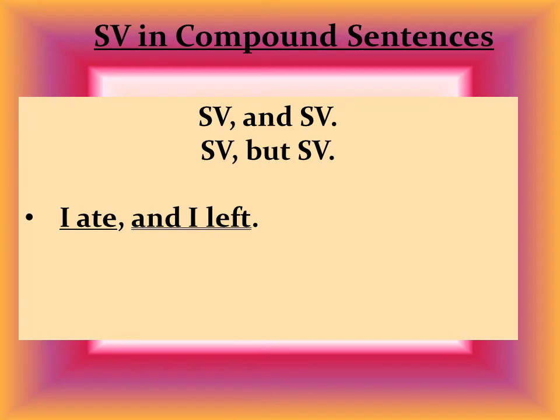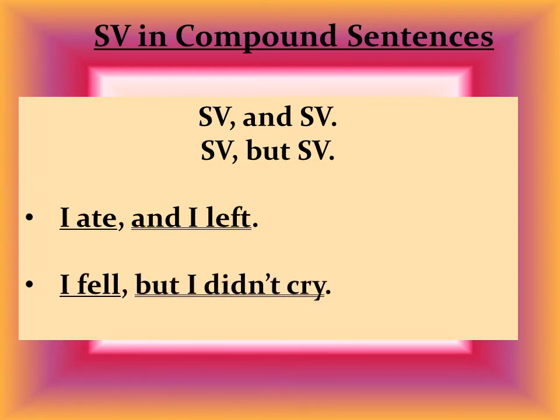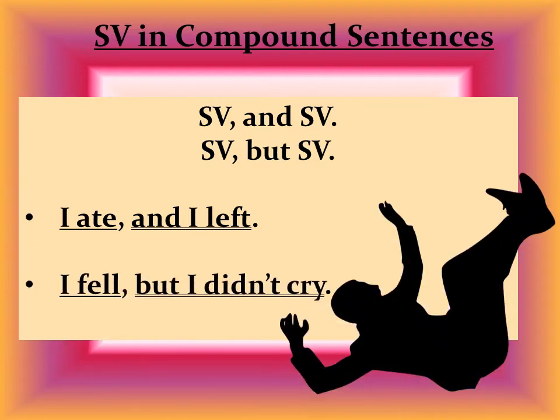Same thing for other sentences that use a coordinating conjunction. Now, this isn't a grammar class, but grammar does have a lot to do with pronunciation, believe it or not. So here we have the sentence, I fell, but I didn't cry. So that's where I would take a natural pause, is in between the two. I fell, but I didn't cry.